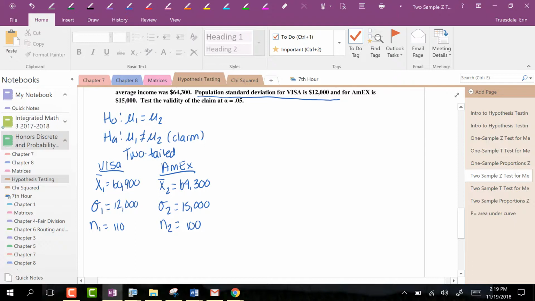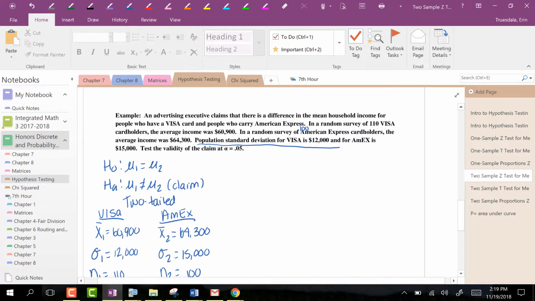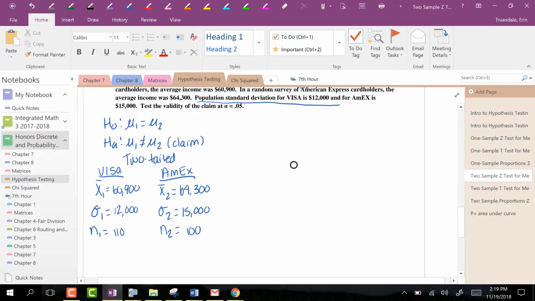Any questions? How come it's 110? It said 110 Visa card holders. Any other questions? Okay, what's alpha? 0.05. Okay, so now we need to calculate some things. We need to plug into the formula.